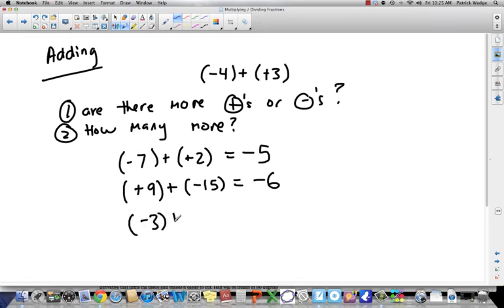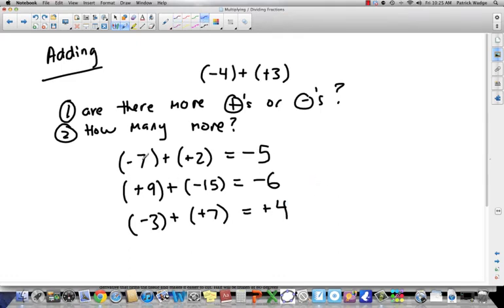How about negative 3 plus positive 7? More negatives or more positives? More positives this time because there's 7 of them. So our answer is going to be positive. How many more positives are there than negatives? 4.